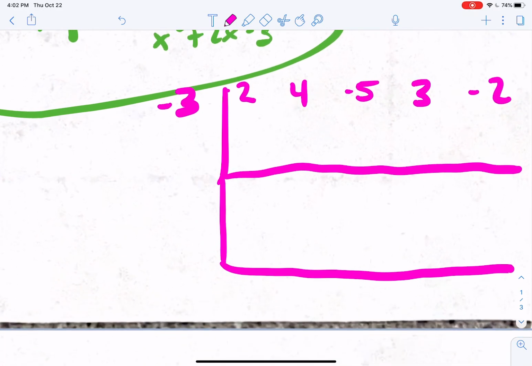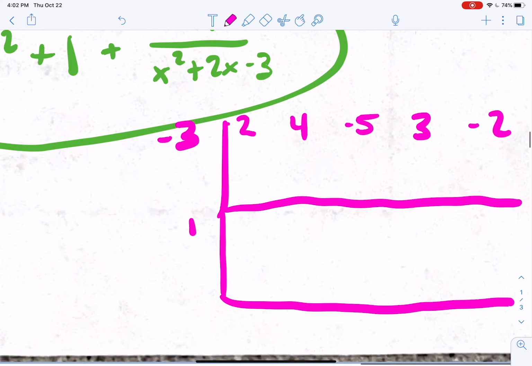Okay, we'll see. All right. So, I'm going to drop, what was I dividing by? 1? Yep, 1. Okay, so we're going to drop the 2 down to start with. Negative 3 times 2 is negative 6. Then I'd add the 4 and the negative 6 together to make negative 2.